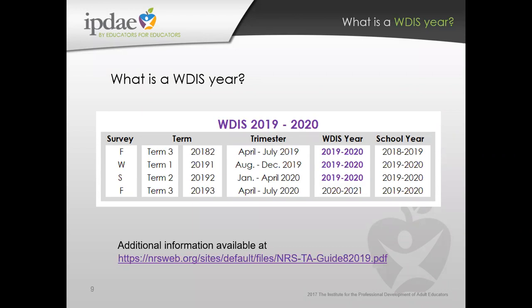The WITIS year is based on 3 trimesters. In this example that you see here, it runs from April of the current year to April of the following year. So let's take a closer look at the example on this chart.